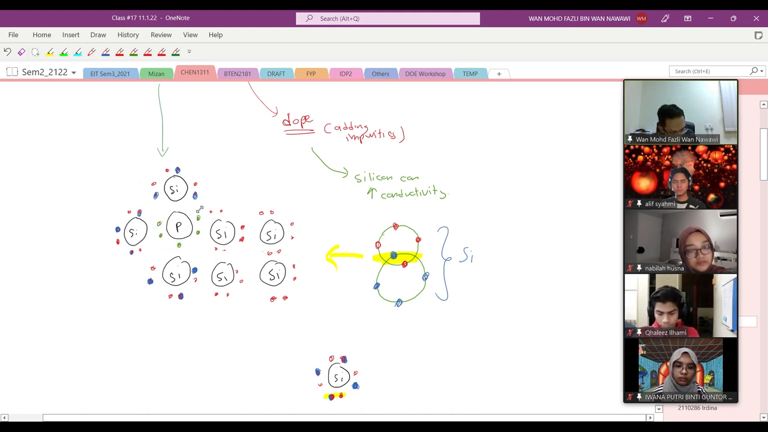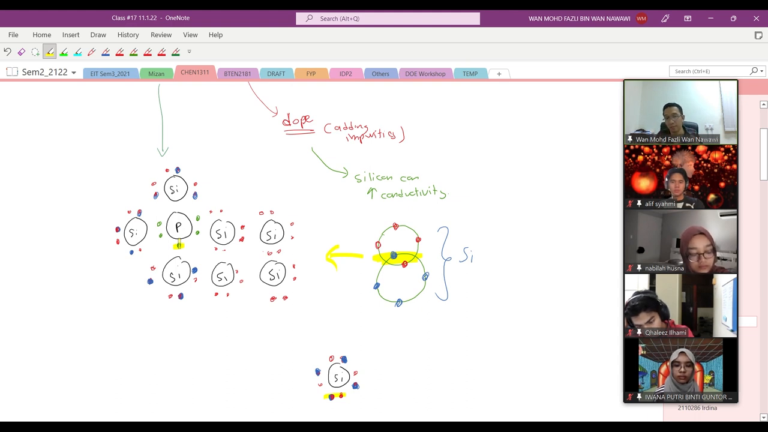You put this thing here. So when you put this thing here, previously the silicon, if this is silicon, you have 4 valence electrons, but now you have 5. Meaning that when you do covalent bond, there is an extra atom there. So this extra atom moves around, and then you get this mobile charge.